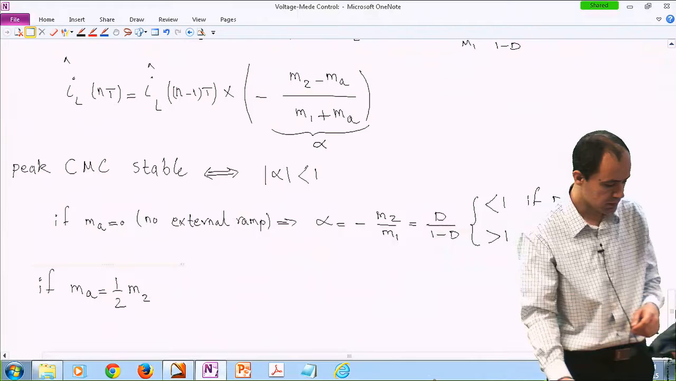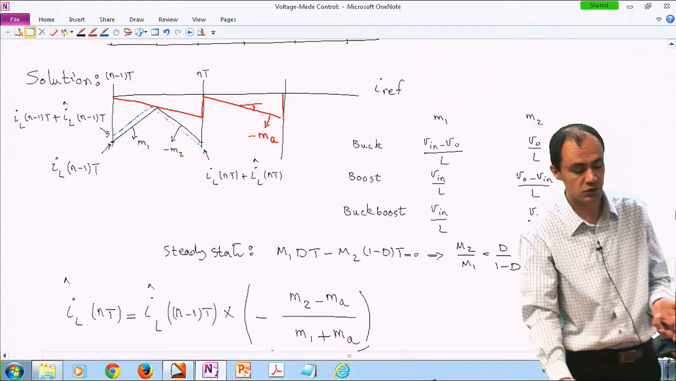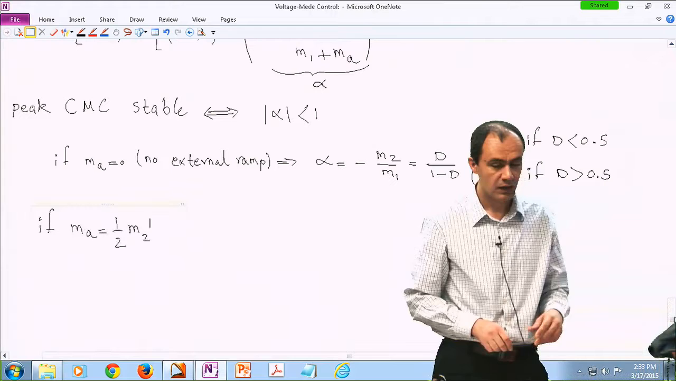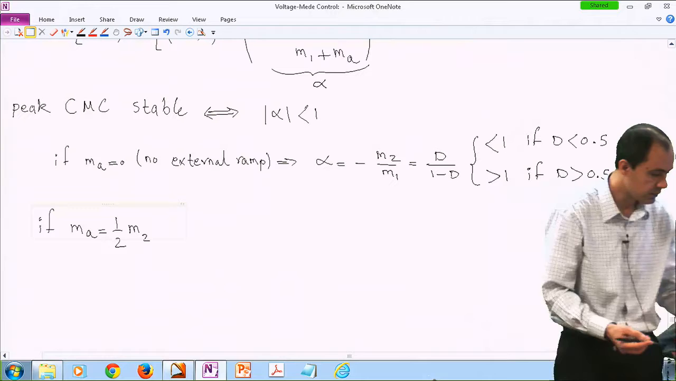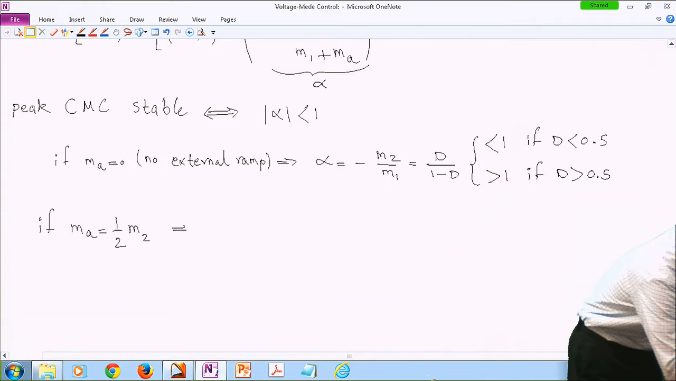We look up this table and say, okay, M2, if it is a buck converter, is nothing but V out over L. So we actually have the numerical value for M2 anyway. So now, let's say you have adjusted the block that is generating this auxiliary slope to create a ramp with a slope that is half of M2. For this value, again, I'm not proving it here, I'm just writing results.